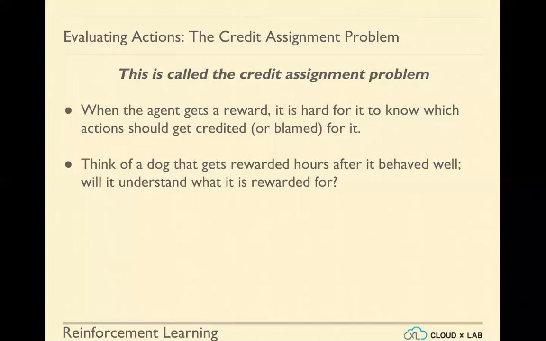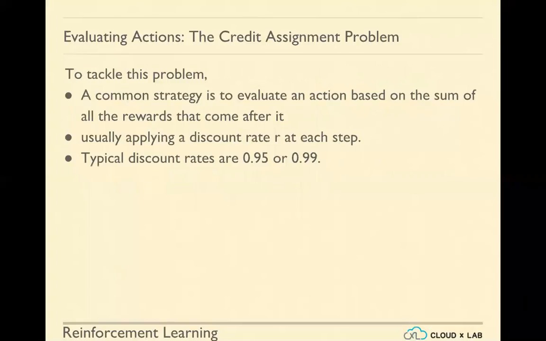The same is true with our case, that we don't know why a particular action. If we just start blaming that the last action was wrong, then that could be wrong. That may not result in an appropriate neural network. So to tackle this problem, a common strategy is to evaluate an action based on the sum of all the rewards that have come after it, usually applying a discount rate r at each step. Generally we discount the previous action's credit by about 1%, which is like we carry over only 99%. So we evaluate the overall outcome of an action later on in the future.